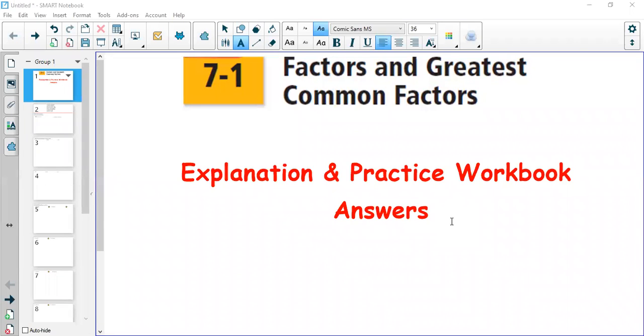Hi all. In this video, we'll be learning chapter 7, lesson 1, which is about factors and greatest common factors. This is going to be a video for both your practice workbook answers as well as the explanation. Alongside solving the homework answers, I will also be explaining side by side the concepts in this lesson. As the name suggests, this lesson has factors. You need to learn about the factors and about greatest common factors.